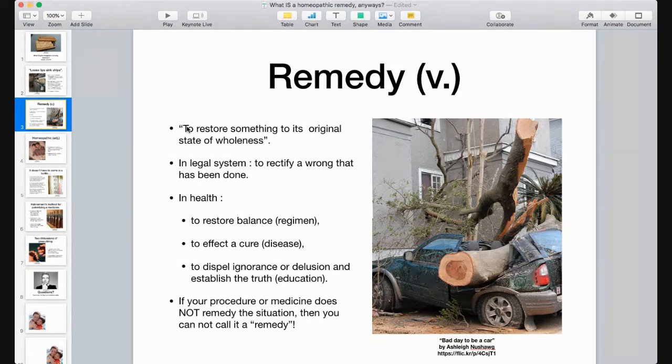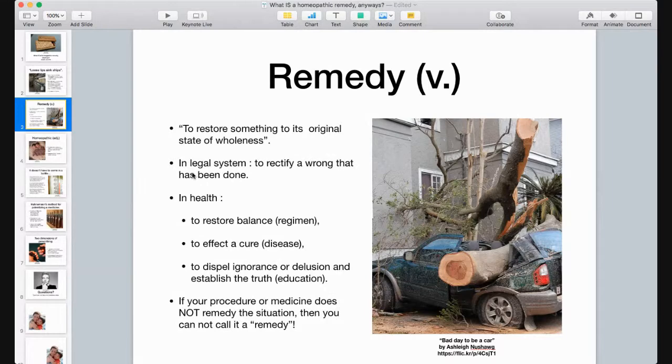In the legal system, the word remedy is used, and there it means to rectify a wrong that has been done. So in this photograph I have here, imagine that's your car and your neighbor's tree has fallen over and smushed your car. Well, in the legal sense, they would be legally responsible to remedy that situation and to pay for restoring the car to its original state, so that there's no more apparent damage in that car. Or if it's beyond repair, then it would be a matter of replacing the car with a very similar model and value of the car that was damaged.